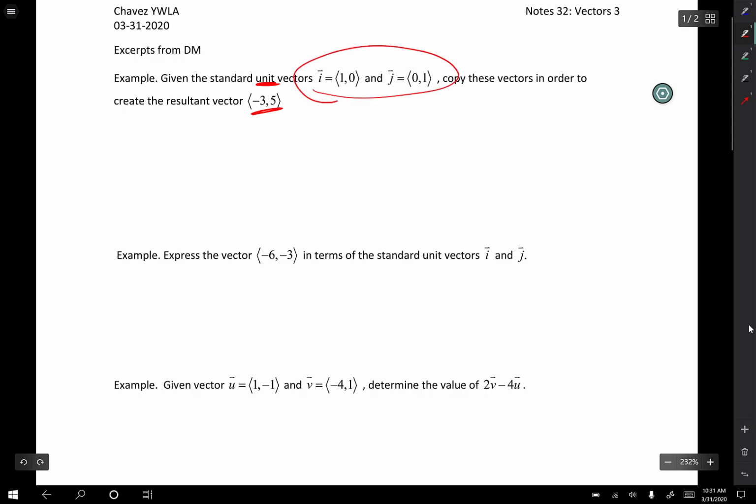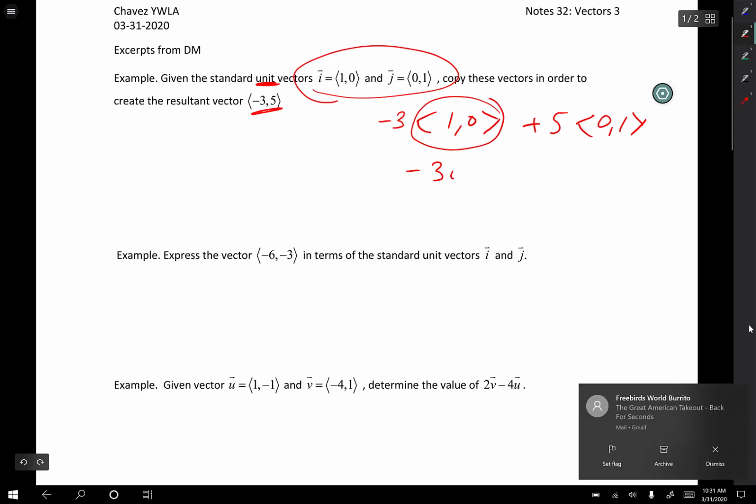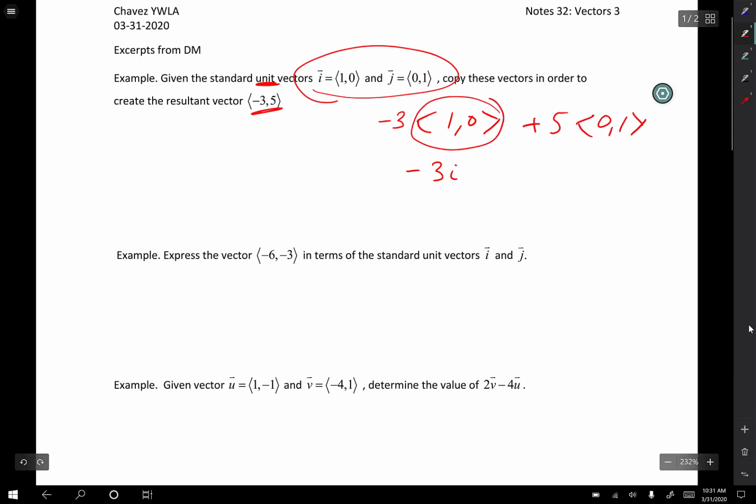Well, the only way you're going to get a -3 is if you have a -3 times this vector here. So -3 times 1, 0, and then plus, the only way you're going to get a 5 is if you multiply the vector j by 5. So 5 times 0, 1. Notice when I do that, you get -3, and remember, this is just i, so -3i, plus, and this is just j, plus 5j. And usually you have a little hat.